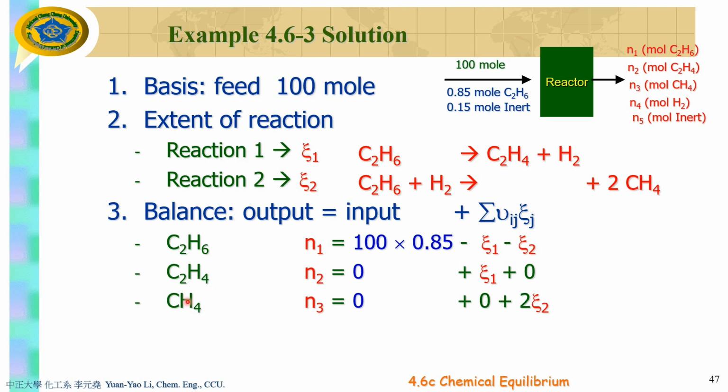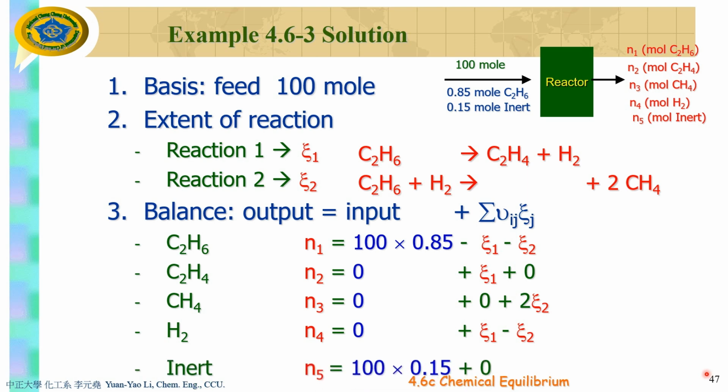For methane CH4, the output equals 0 because there's no input, plus nothing from Xe1 because there's no CH4 in the first reaction. The second reaction is what? You have 2 moles generated, so nu is 2, and you have 2 times Xe2. And H2, hydrogen, is N4: 0 plus Xe1 minus Xe2. And the inert gas, you know that.